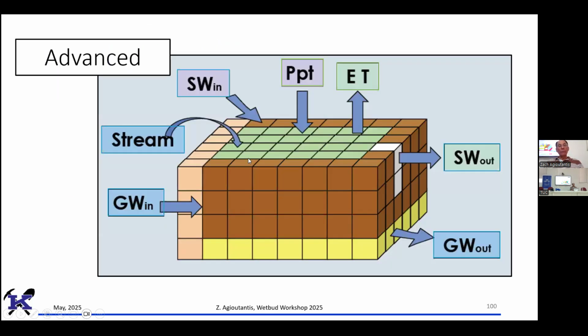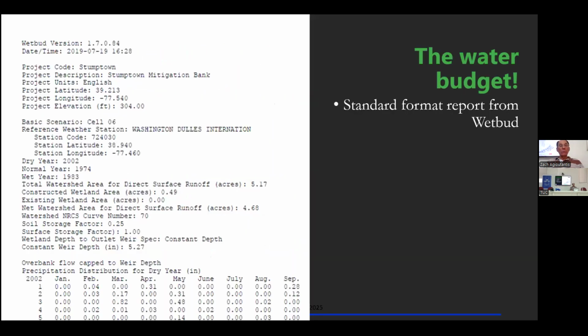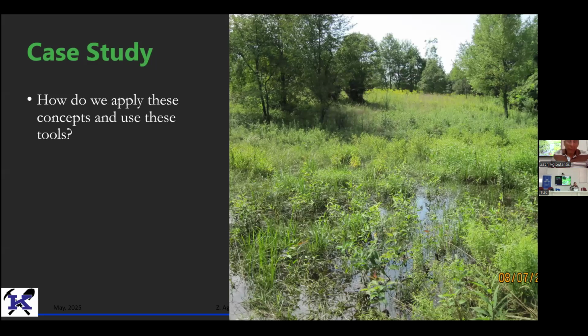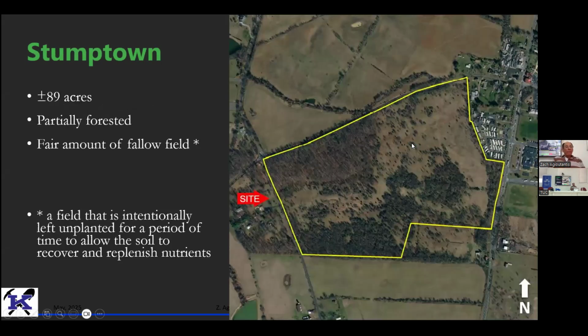Okay, let me go back. Okay, this is a case study for the basic model. So this is the area that we wanted to study for a potential wetland application. This area is 89 acres. If you multiply that by 4,000 square meters, it is a few 100,000 square meters. This is partially forested. You can see the forest here. And fallow means a field that's intentionally left unplanted. So these areas here were not planted in order to recover the soil, because we talked about soil. So there are considerations like that here. Okay.